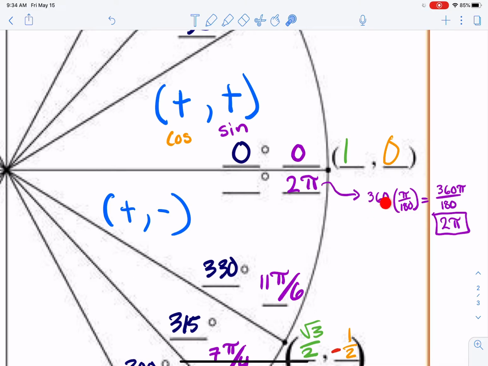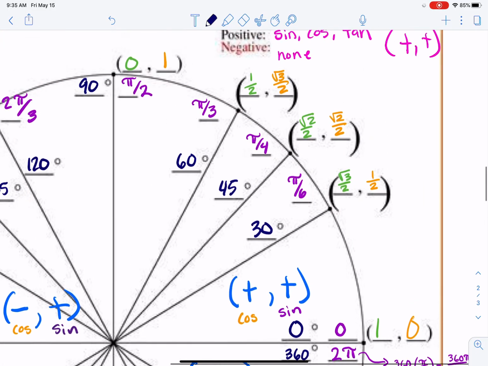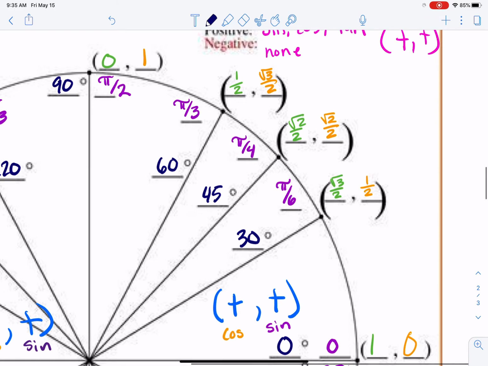Remember to convert from degrees to radians. We're going to take our degrees and multiply by pi over 180. If we have traveled all the way around this entire unit circle, then we've gone 360 degrees, and that is equivalent to 2 pi. You can do the same exact thing to get all of these conversions. So to go from 30 to pi over 6, I would take 30, multiply by pi over 180, and when I simplify that down, I'm going to end up with pi over 6. And that's how we get all of these conversions between our radians and degrees.